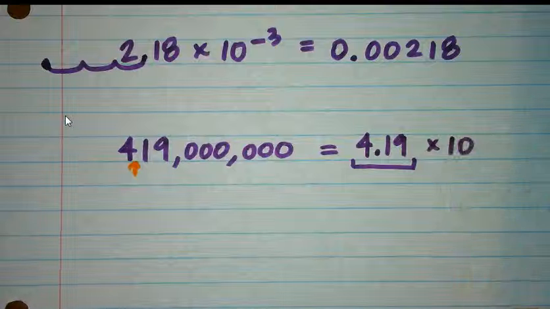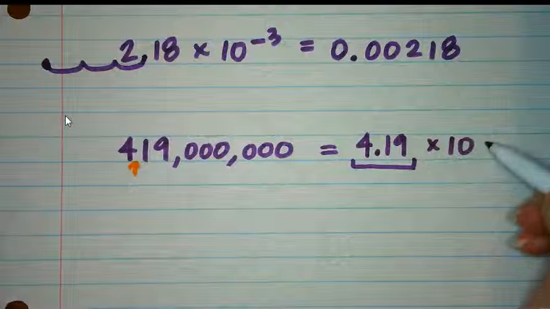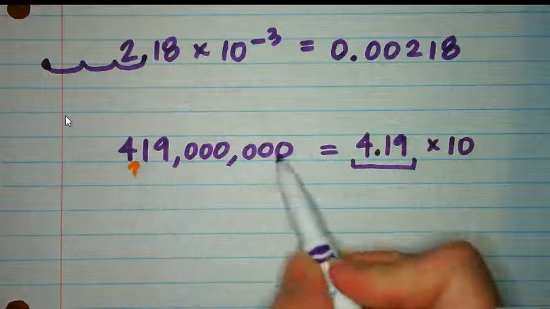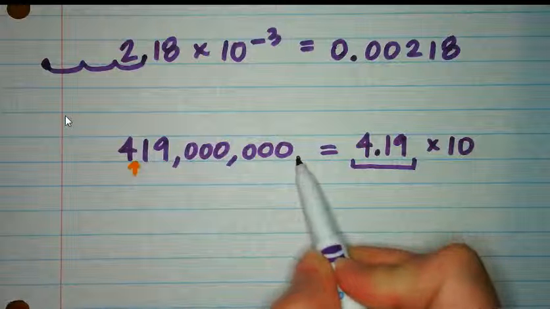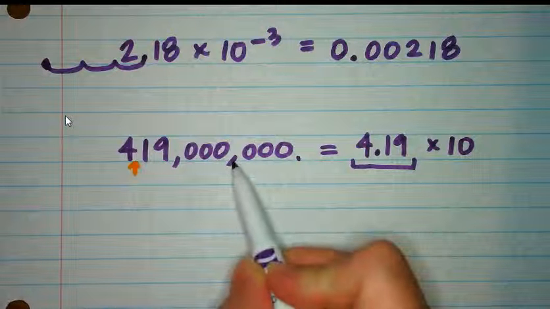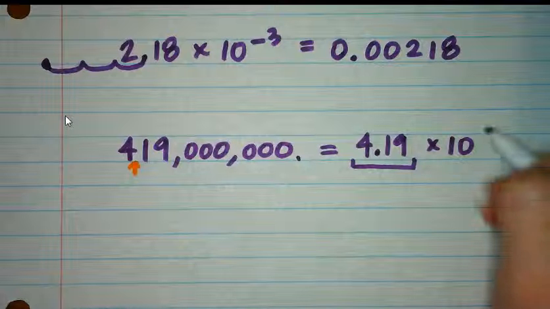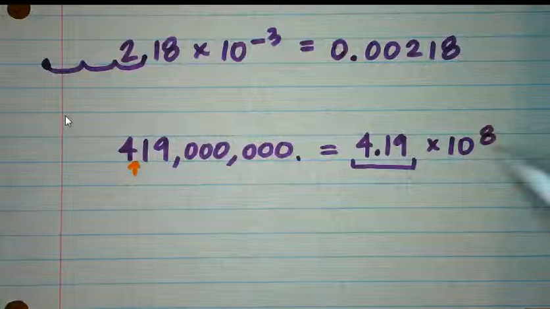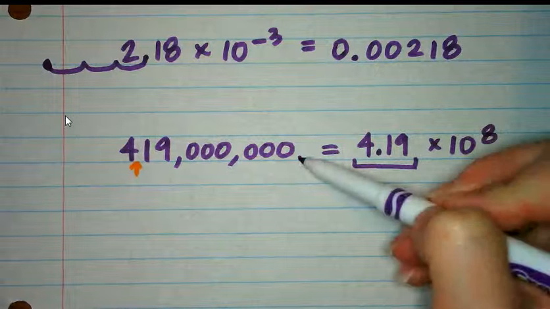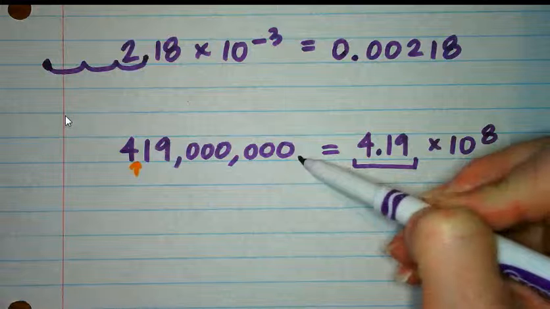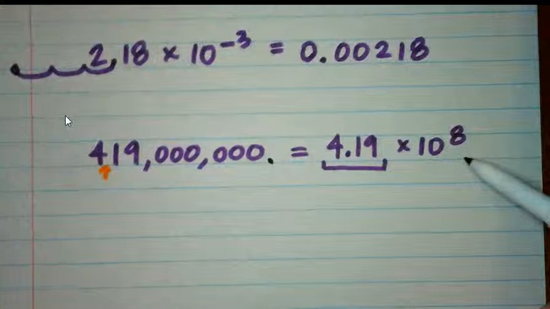Now I need to say how many times did I move the decimal. Well, when the decimal started, it was here. So I had to go 1, 2, 3, 4, 5, 6, 7, 8. So I had to move 8 places. Now, the decimal is at the end of the number, so that means my exponent is positive.